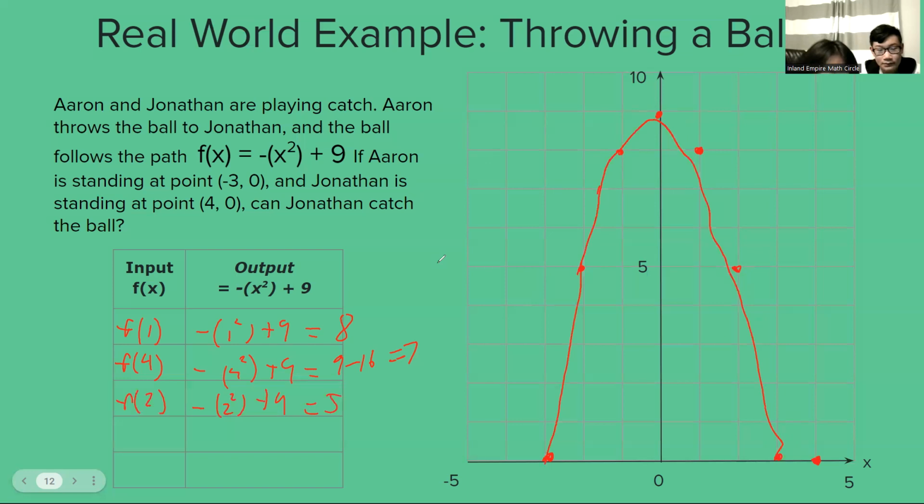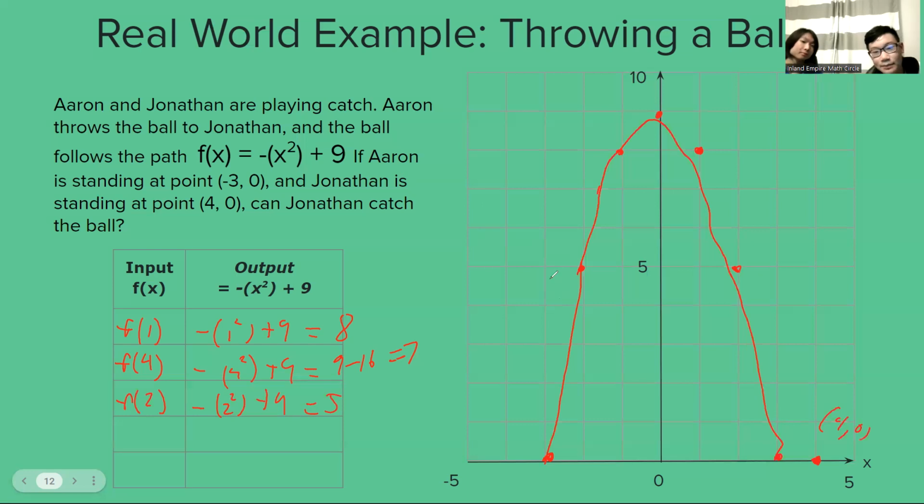And Jasper, you asked how do you know what the x is? Do you just guess? So again, when we're checking if Jonathan could catch the ball, we just want to check if the line hits where Jonathan is standing, right? So we just plugged in where Jonathan is standing. We knew that Jonathan was at x equals 4 because he was at the point (4, 0). And the other points that we plugged in, we were just plugging in somewhere between where Aaron and Jonathan were standing because we wanted to figure out what this curve was going to look like.